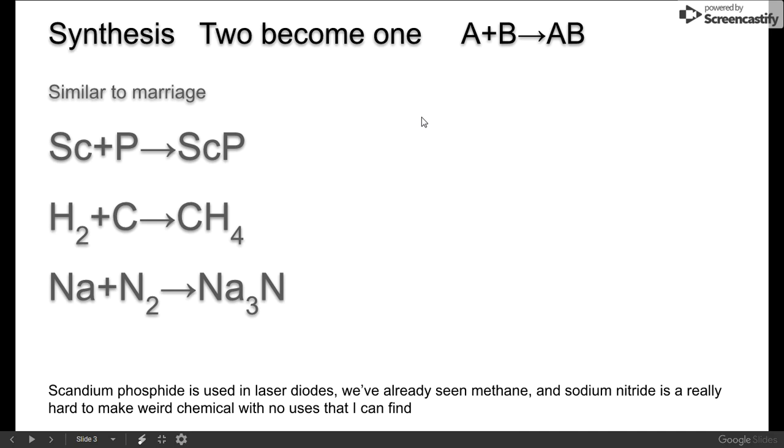First type of reaction we're going to look at is synthesis. It's when two separate materials combine to form one. This is not anything new. This is simply looking at our balanced equations and seeing a pattern to them. So scandium and phosphorus are a single element, and they merge to form a single compound. So we have two separate entities become one over here.